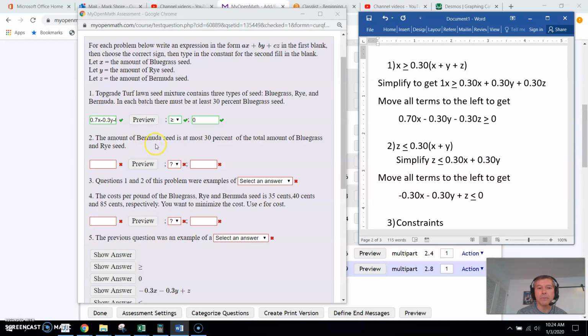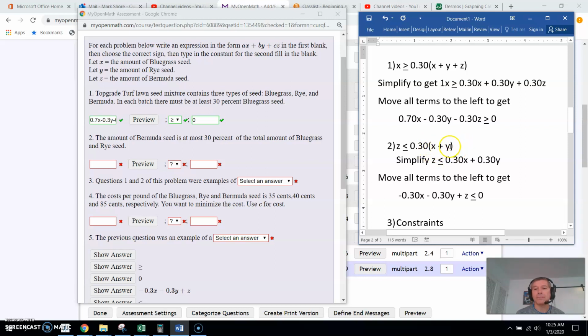So this one says the amount of Bermuda seed, and the Bermuda seed is z. So that's why this one starts off with z. Now this one doesn't say at least, this one says at most. And if you say at most 30%, that means it's that much or less. Like if you are at most 20 years old, that means you're 20 years old or younger. So at most 30% means 30% or less. So we need a less than or equal to 30% times the total amount of bluegrass and rye. Well, bluegrass was x and rye was y. So that's why it's 0.30 times the total amount of x and y.